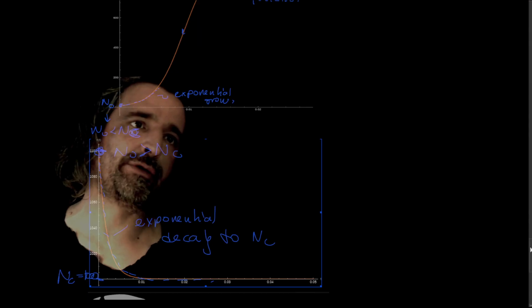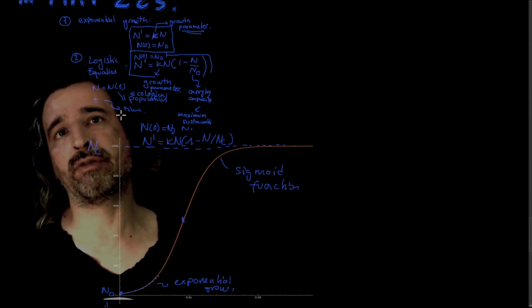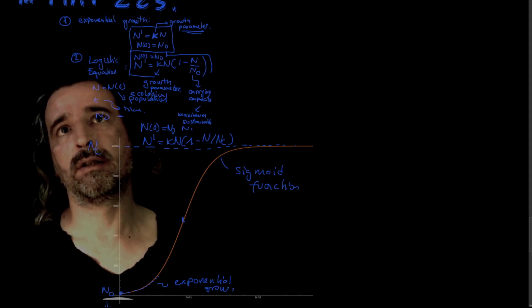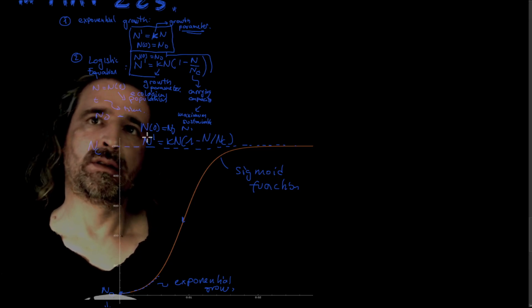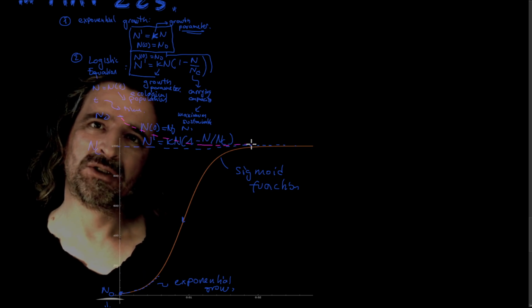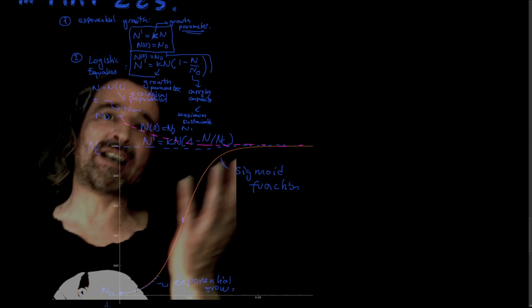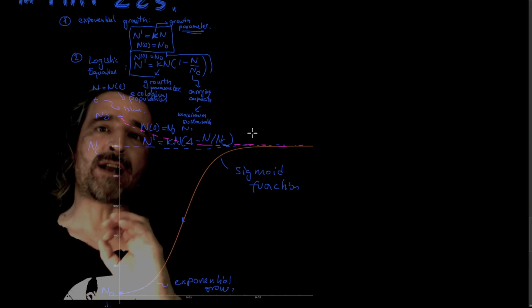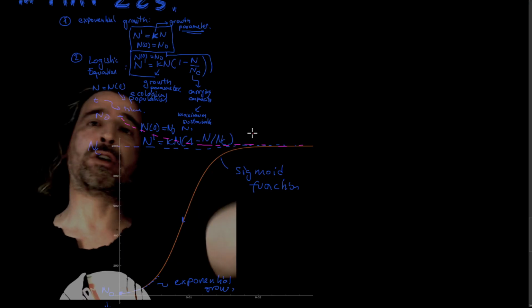So if I graph it on top of the other one, if I had started with a higher value of n naught, somewhere here, let me put it in magenta, then it would have fallen down from the top. So if you have less than the population you can carry, the population grows. If you have more than you can carry, the population decreases.